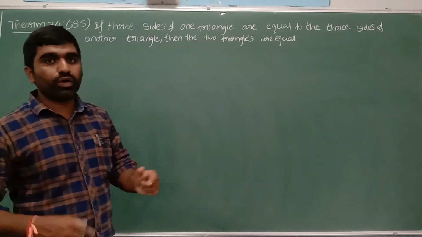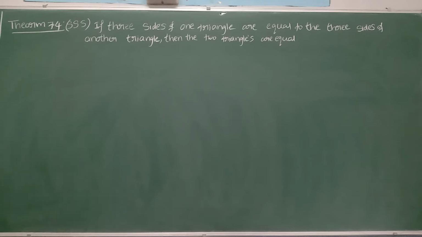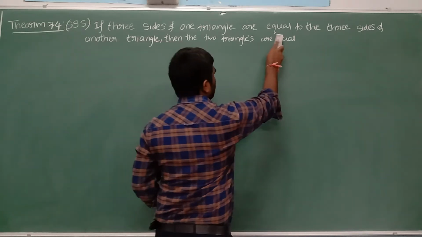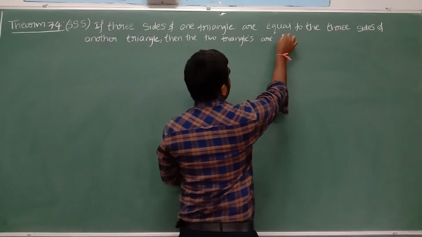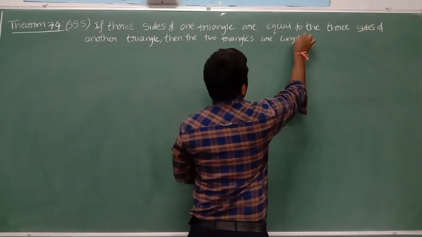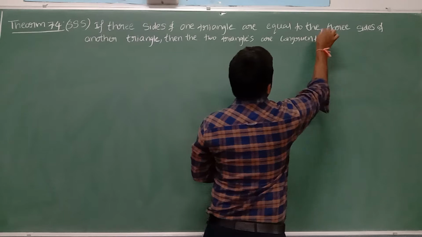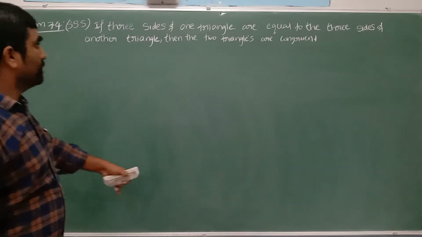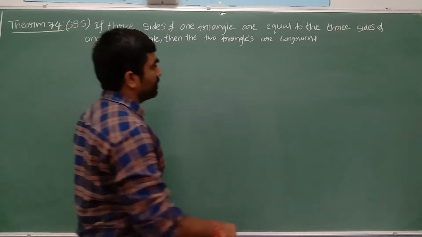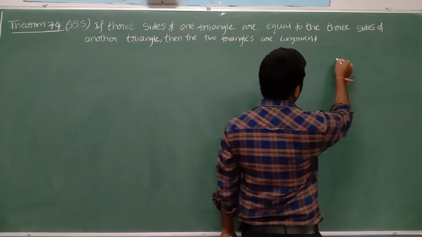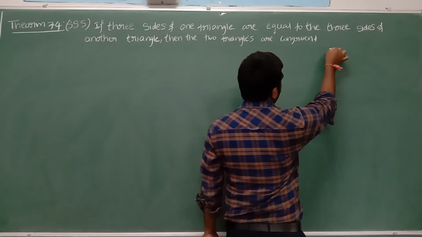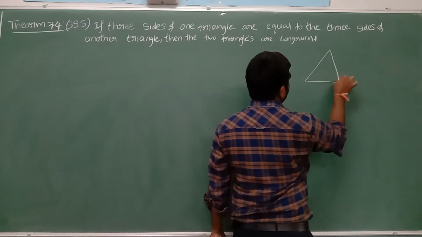We have to prove that two triangles are equal. Sorry, equal means we can say congruent also. We have to prove that two triangles are congruent. So let me draw the figure first. What is the given data? We can understand more easily once I draw the figure.